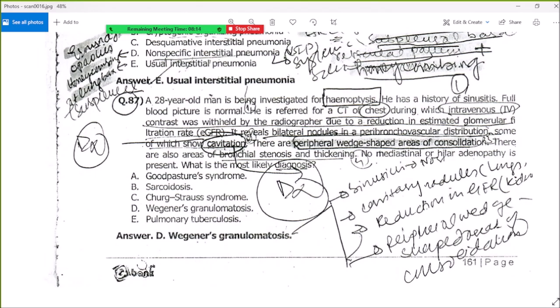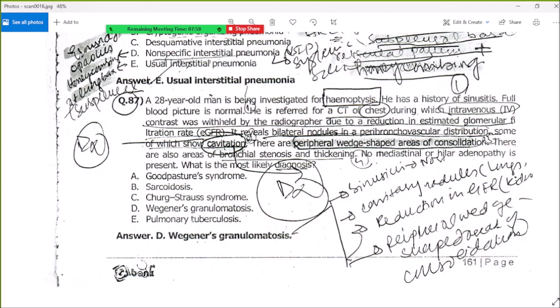Question number 87. A 28-year-old man being investigated for hemoptysis. He has a history of sinusitis. Full blood picture is normal. He is referred for CT of the chest, during which intravenous contrast was withheld by the radiographer due to a reduction in estimated GFR. It revealed bilateral nodules in a perivascular distribution, some of which were cavitating.